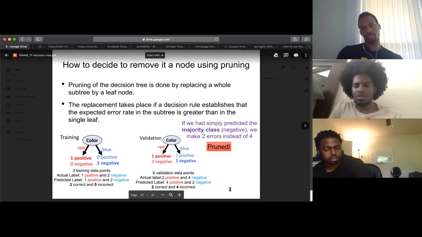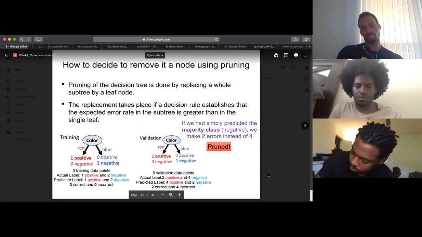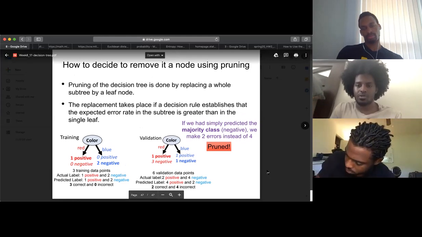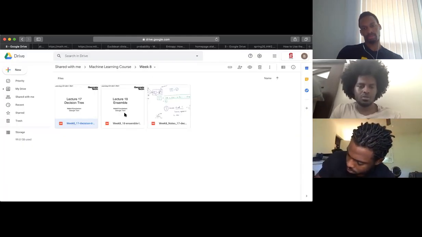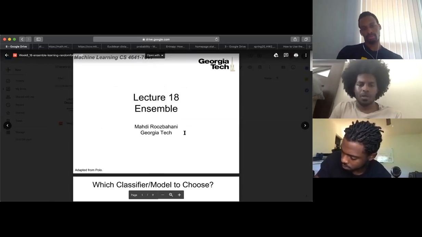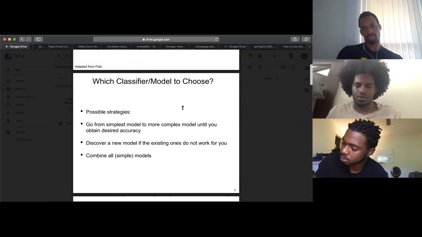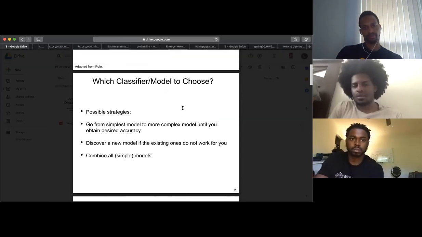Cool. So this is the end of this lecture. The next one's really short, much shorter than this. So I'm just going to go straight into it, because they kind of just lead right into each other. So ensemble is how you protect against overfitting and the high variation. So it's a technique.